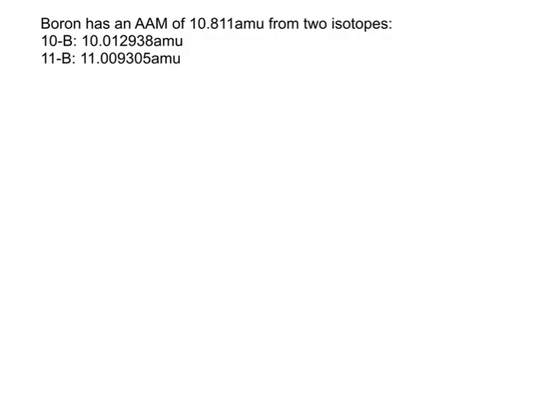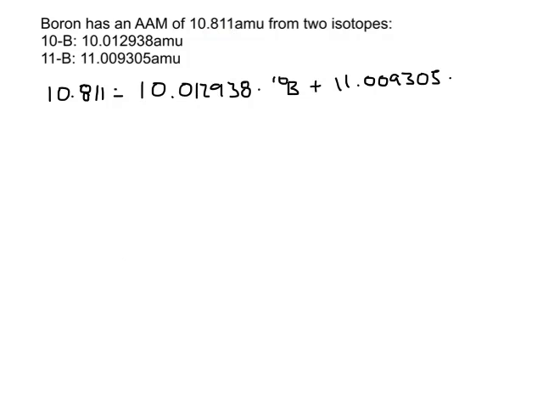And there's their respective masses. So I'm going to go ahead and set up my equation where the average atomic mass, 10.811, equals the mass of the first isotope times its percent, and I'm just going to let 10B represent the percent of that isotope, plus the mass of the second isotope times its percent.